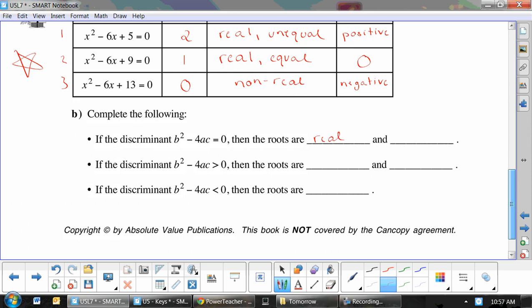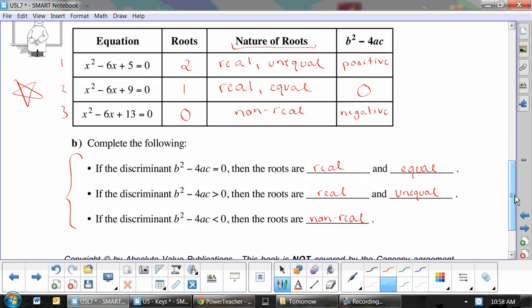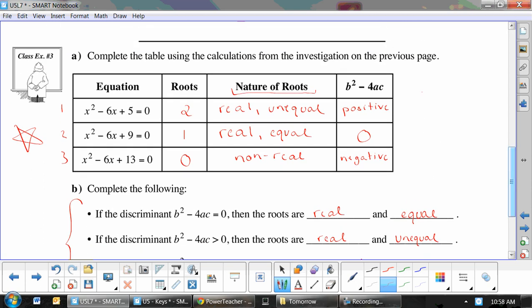And maybe just write this in quickly because this is excellent study sheet notes. Okay. So if you ever have any questions about where they ask what the nature of a root is, that's when we want to hear the real equal, the real unequal, or the non-real. Yes, we can. We'll even put it in a different color.